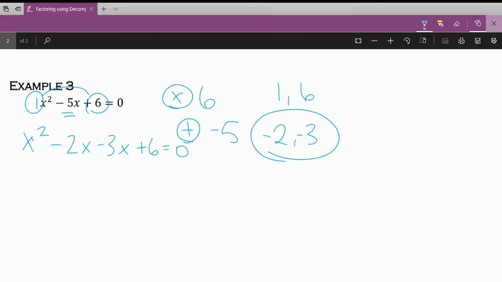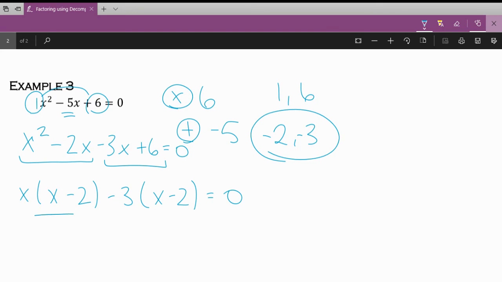And the steps are all the same. I'm going to common factor twice. So my first two terms, what's common is an x. So I have x minus 2. And if I look at my last two terms, I can factor out a negative 3. So I have x minus 2 left over. And then again, if I factor again, I can see that my bracket is what's common, x minus 2. And then I have x minus 3 left over.